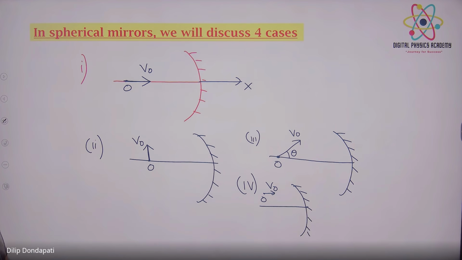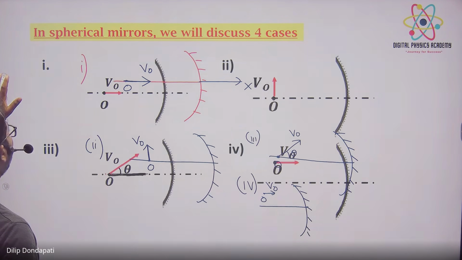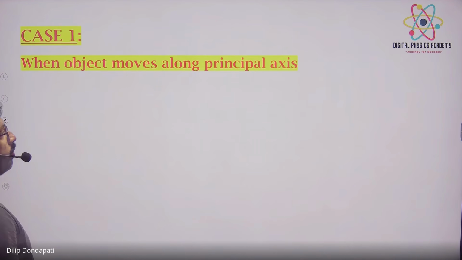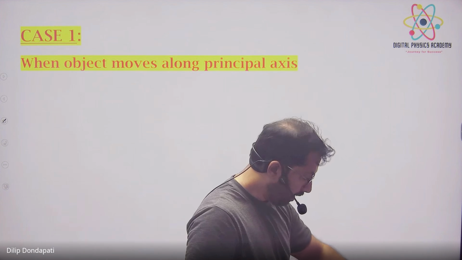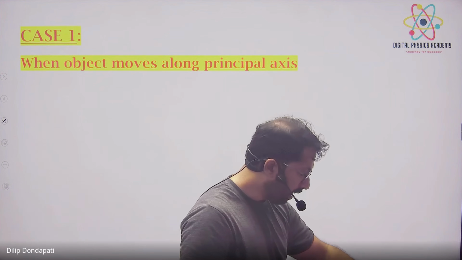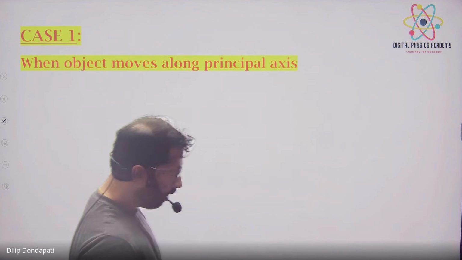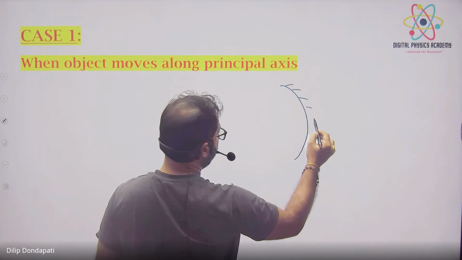Perfect. Do you remember the formula? No. Okay, so when the object moves along the principal axis, we should be very careful. How we will deal with it along the principal axis, we will do a little derivation also, and we will use the final result that comes. So this is the case we are doing, right?